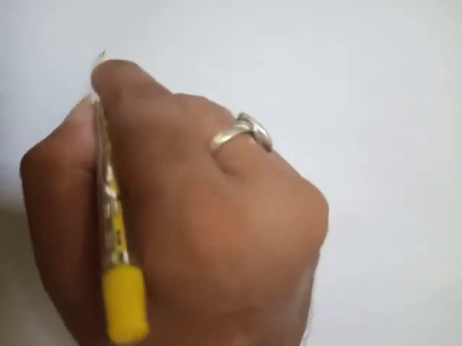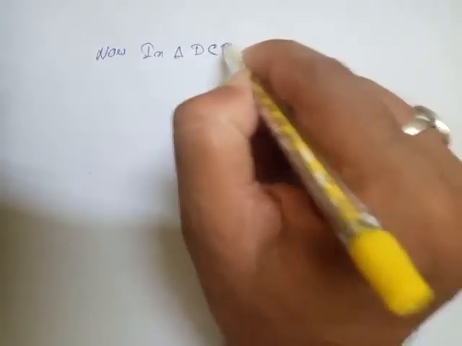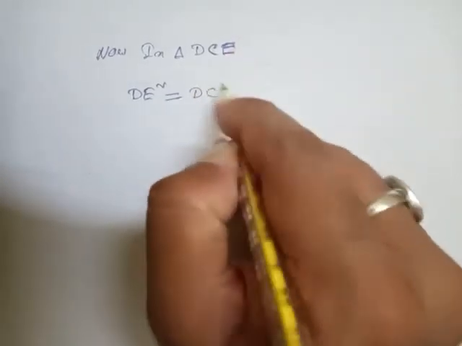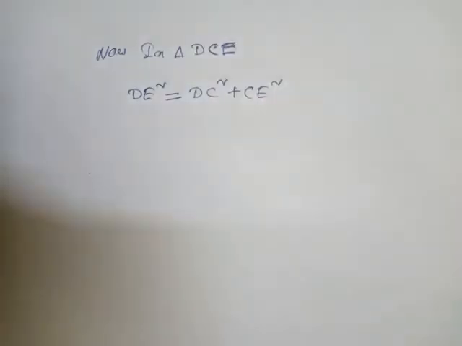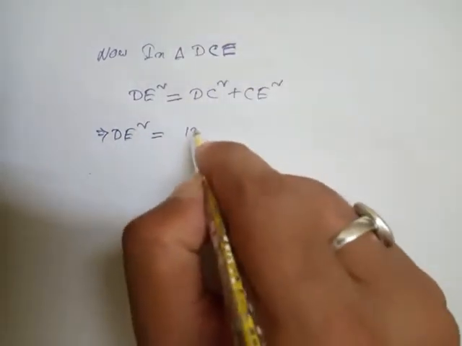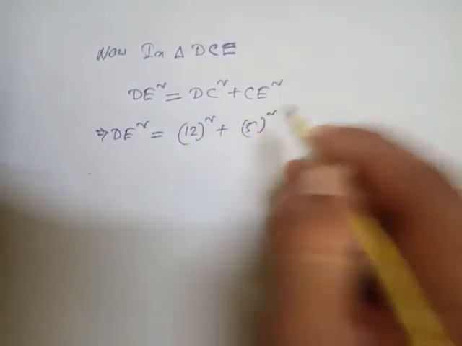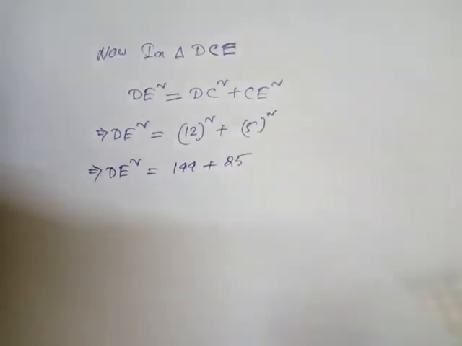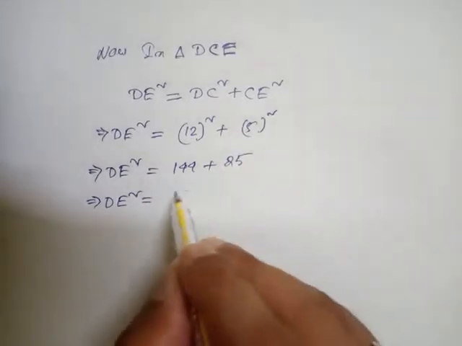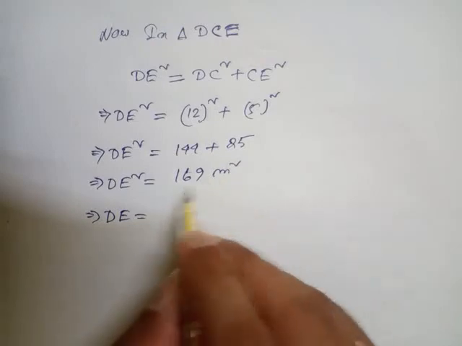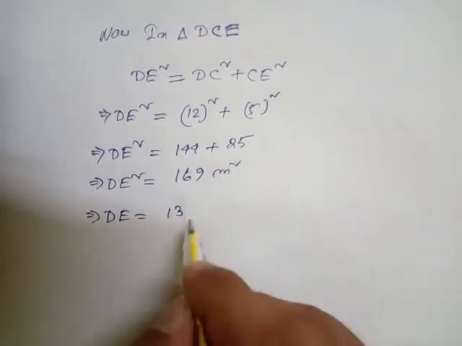Now in triangle DCE, students, DE square equal to DC square plus CE square. So here DE square equal to DC is how much? 12. So there is 12 square and CE is 5 square. Now look, after that, DE square equal to 12 square is 144 and 5 square is 25. So students, here DE square equal to 169 meter square. Now look, students, after that, DE equal to, 13 square is 169, so 13 meter DE.